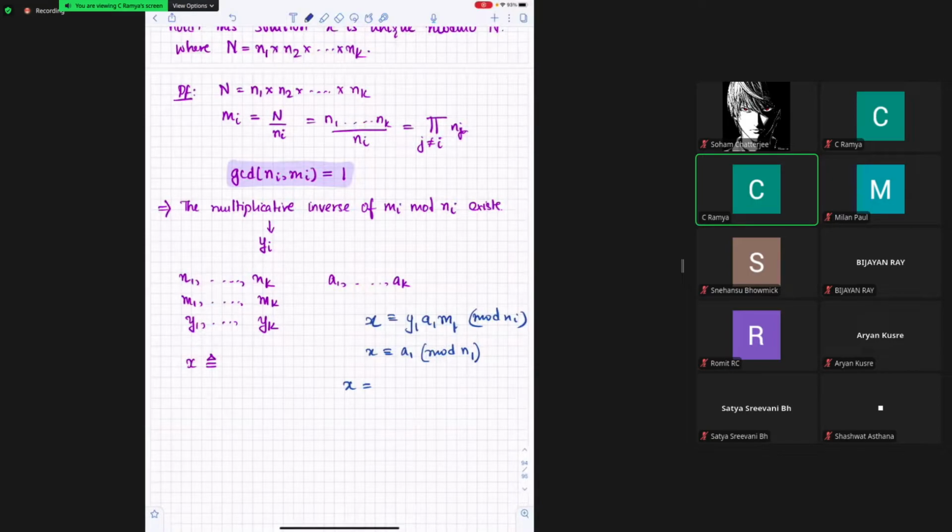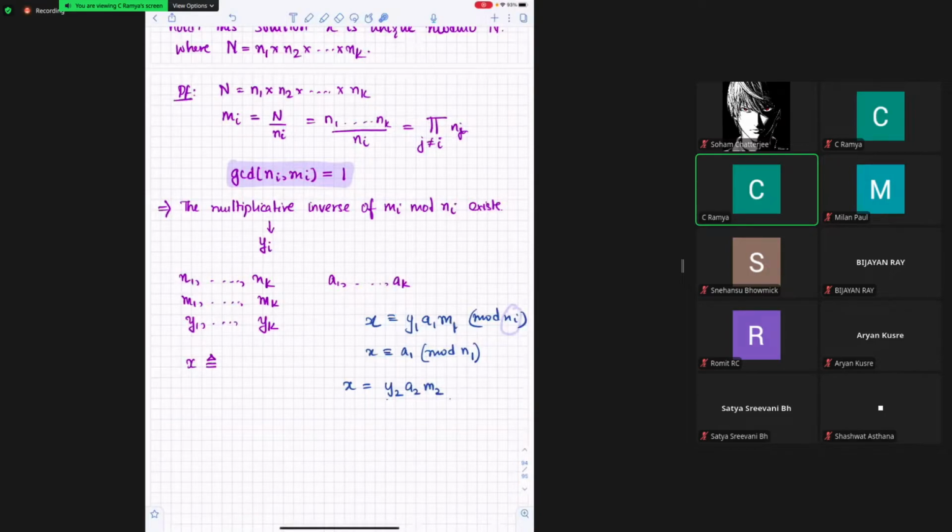So I probably set x equal to y2 a2 m2, right? If I set x to be this integer, when I divide by n2, it will certainly leave remainder a2 because y2 is the multiplicative inverse of m2 modulo n2. So these two things multiplied together will become 1. So x, when you divide by n2, will leave remainder a2, right? But what will be the trouble? Right now, I cannot say anything about what will happen when I divide it by n1.